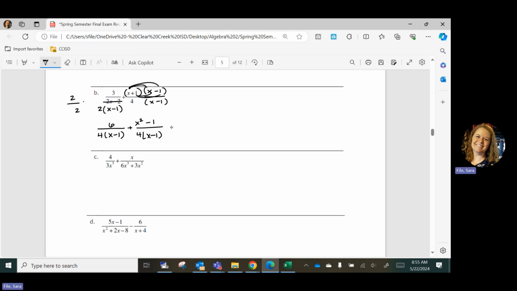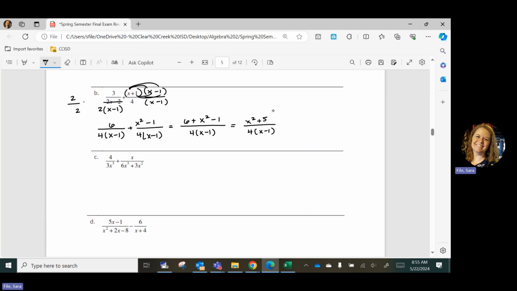I got my common denominator, so I'm ready to combine those numerators. So I've got 6 plus x squared minus 1. And then I combine like terms. So I've got 6 and minus 1. So I've got x squared plus 5. And that does not factor. So that's as far as I can take this. This is not going to reduce.